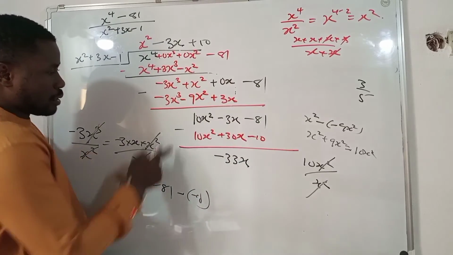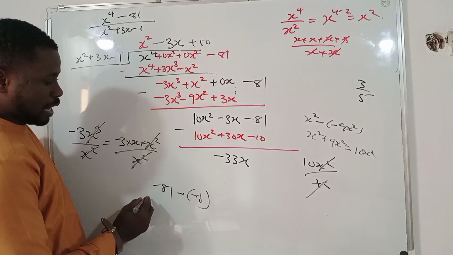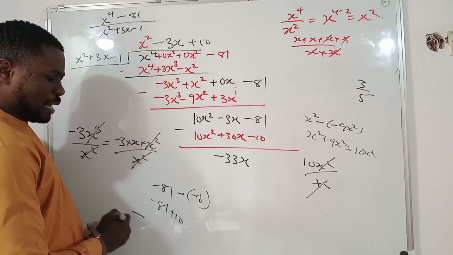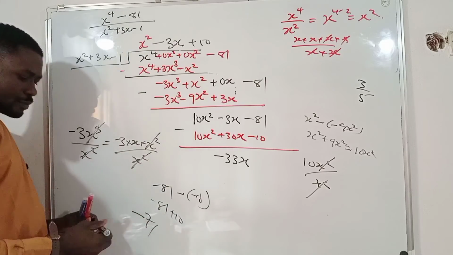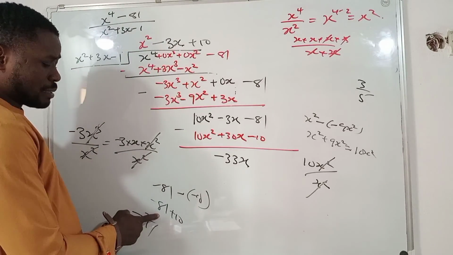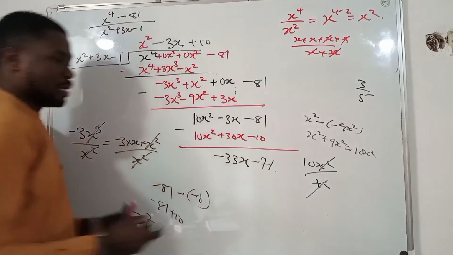Minus 81 minus, which is this minus 10, and then that will be minus 81 plus 10. Of course, this is as good as minus 71. Of course, these two will subtract, and then the greater number has a minus, and that will be minus 71. So we're going to have minus 71.